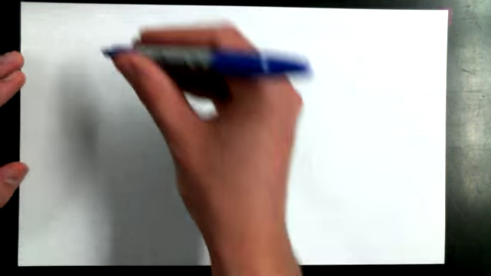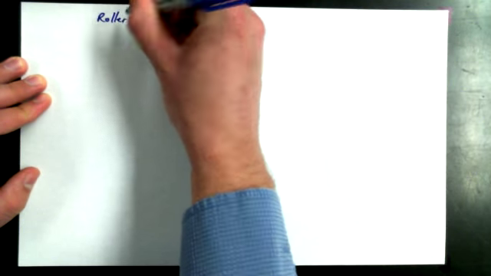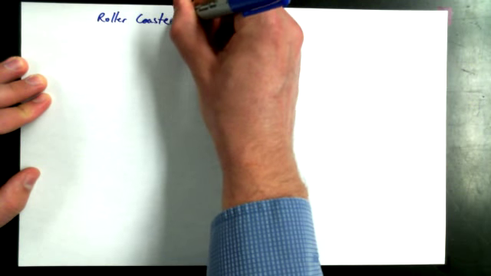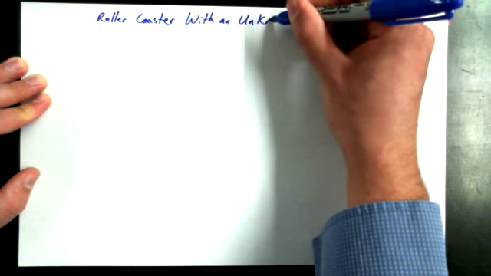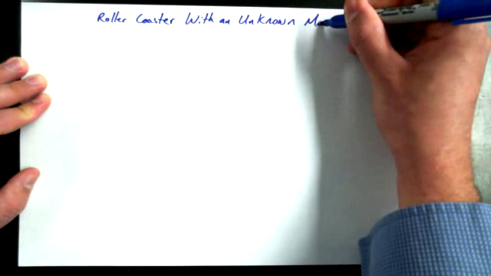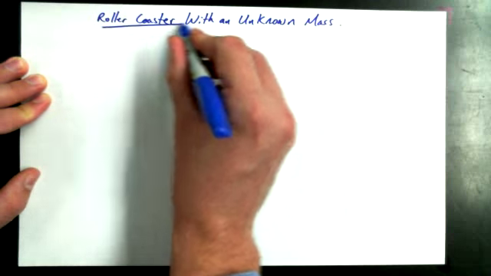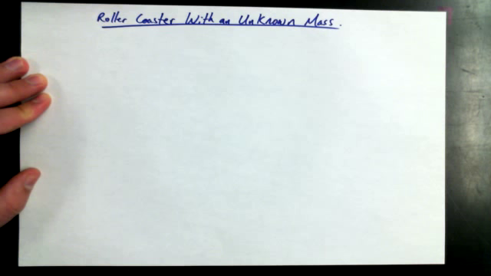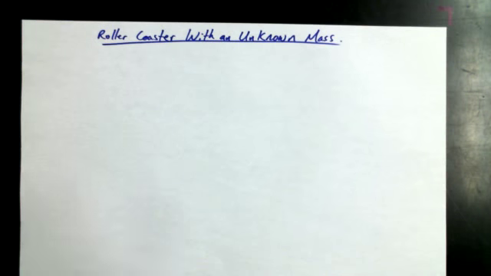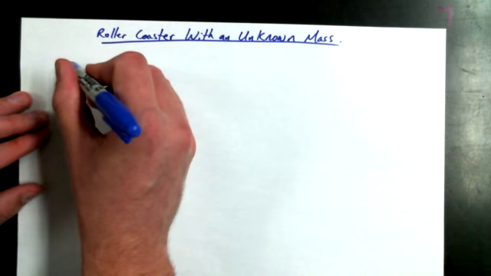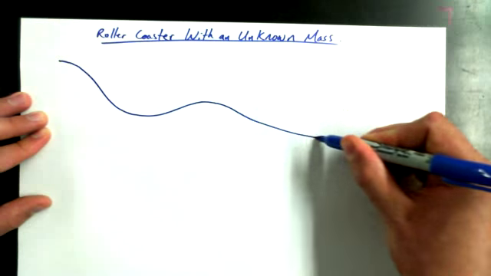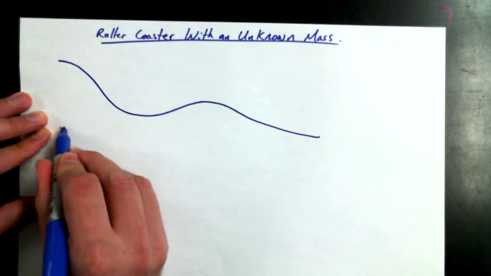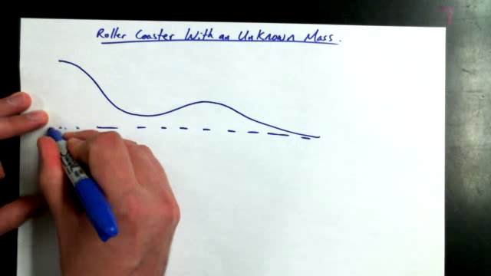All right, so if we're going to talk about a roller coaster with an unknown mass. A roller coaster with an unknown mass. And you might have a roller coaster something like this. Make it a really simple one, no loops or anything. Kind of a boring roller coaster. Give ourselves a baseline.